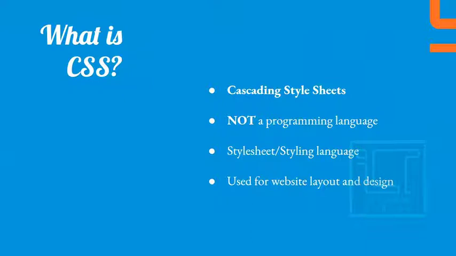CSS, as I have already told you, is a Cascading Style Sheet used to provide the styles for our website: colors, fonts, and the different styles that contribute to our website.